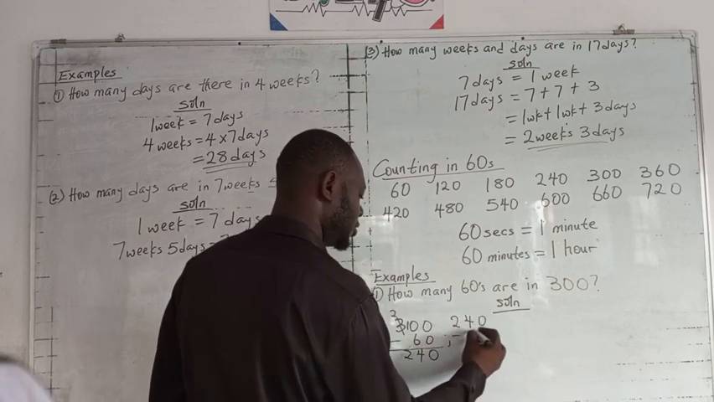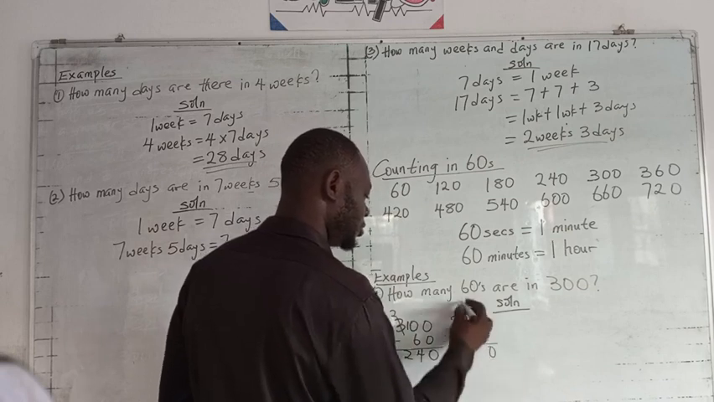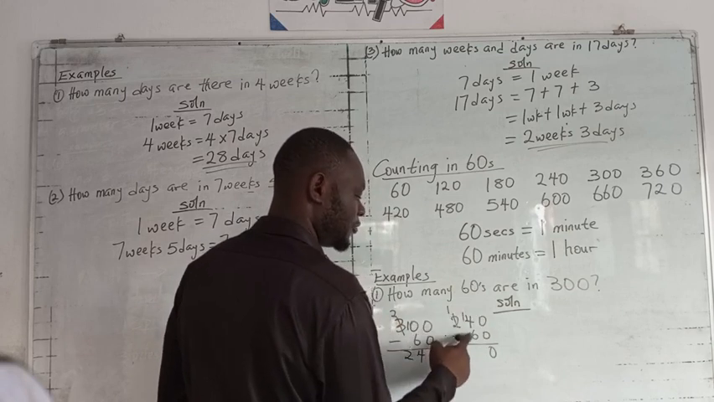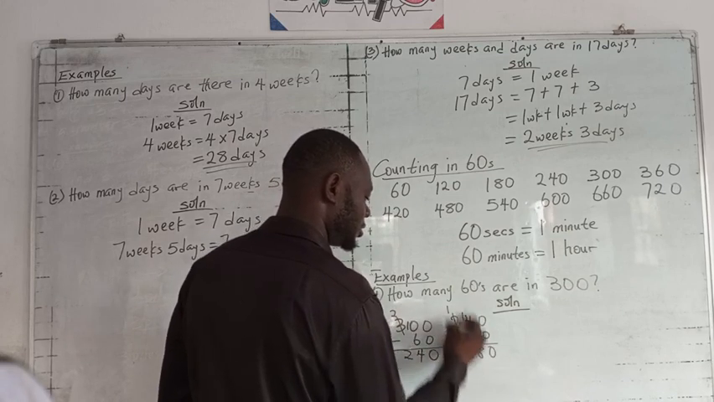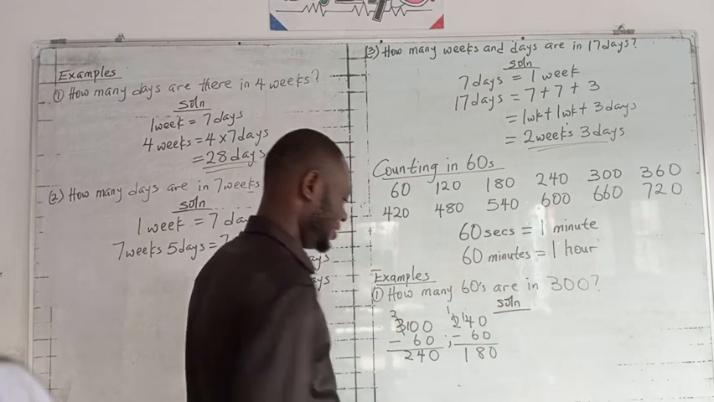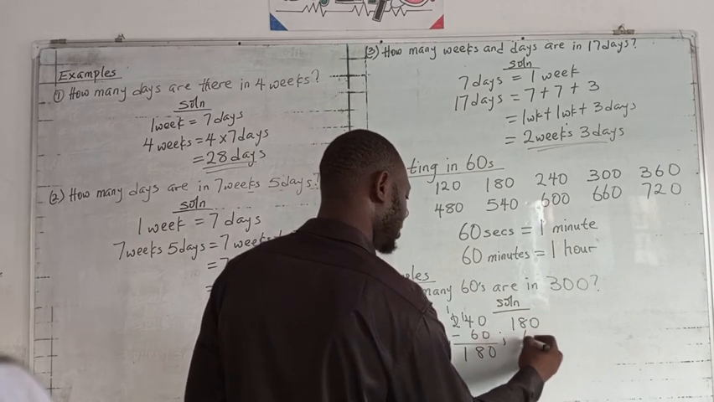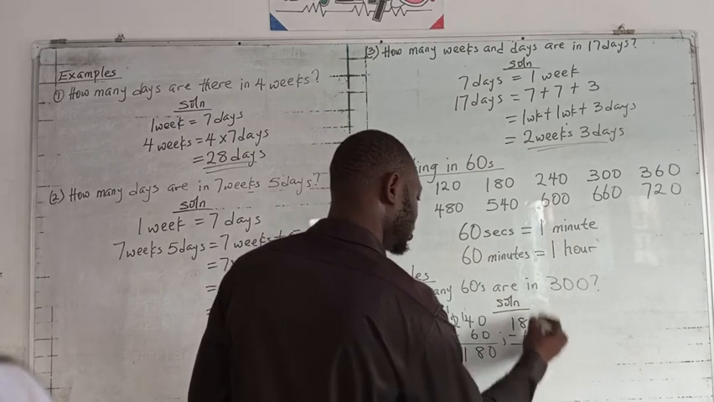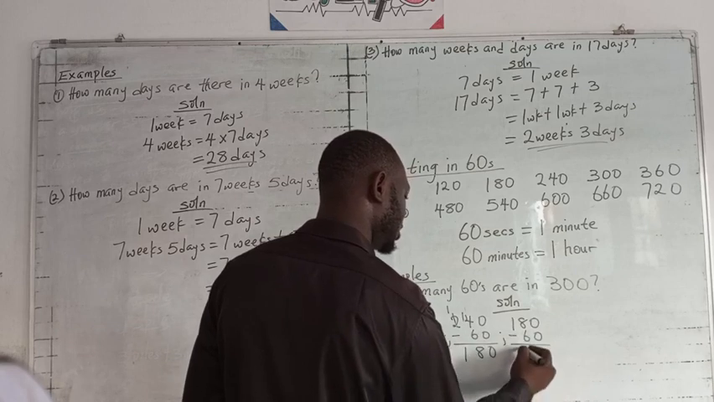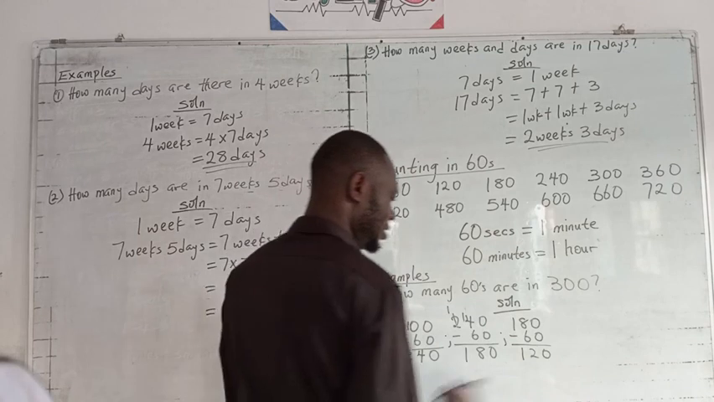240 minus 60. Let's go. 0 minus 0, 0. 4 minus 6 cannot go. Borrow 1, 14. 14 minus 6, 8. Bring down 1, 180. Right? So we go again. 180 minus 60. 0 minus 0, 0. 8 minus 6, 2. We bring down 1. Now we have 120. We go again.